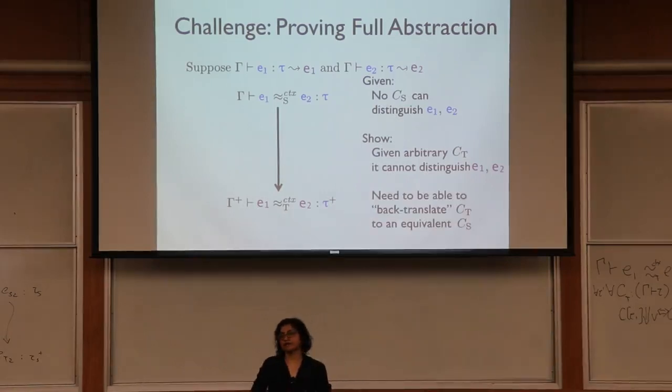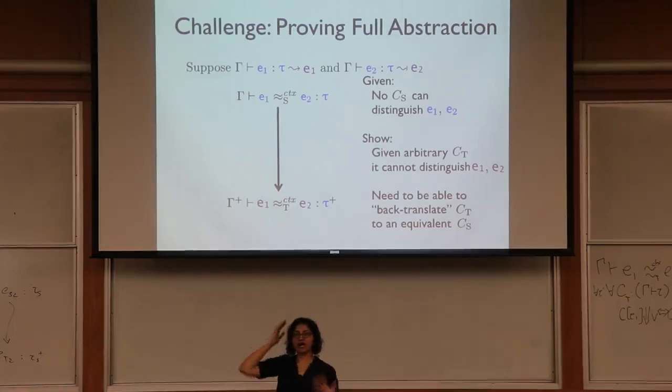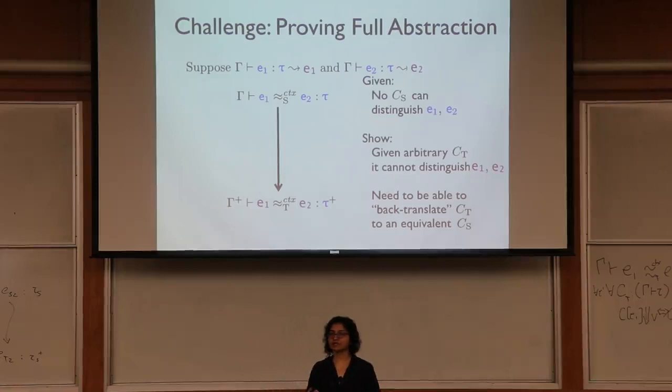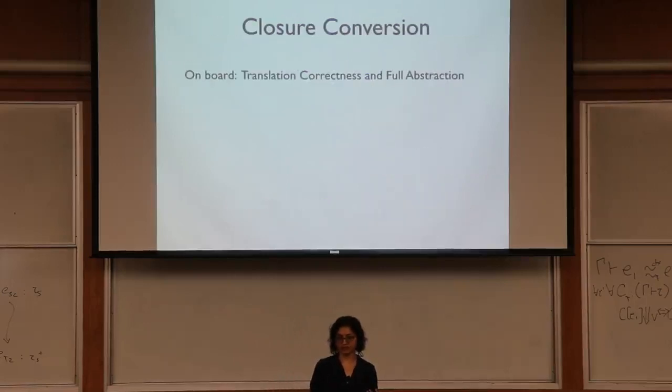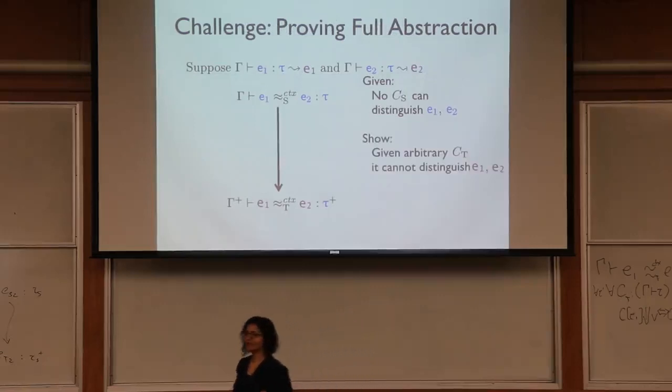All right, so now here's where the back translation comes in, right? The only premise, the only hypothesis we have for this theorem is the thing at the top, that source context cannot tell the difference between ES1 and ES2. So somehow we have to be able to back translate our target context into a source context, and then argue by contradiction that this is not possible. Okay, any questions about that?